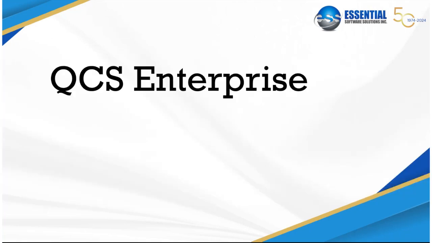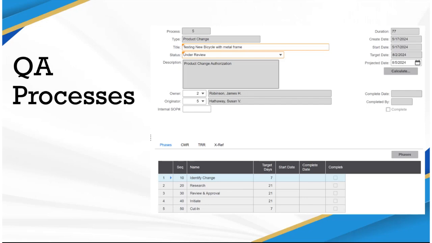Okay, and lastly, we have the module QCS Enterprise. So this focuses on tracking the quality activities and topics that are key to continuous improvement. One of the ones I typically see used is QA processes. This is used for a consistent methodology and reporting structure for any process that is repeated within an organization. A typical process could be a new product introduction, employee onboarding, or a sanitation checklist.